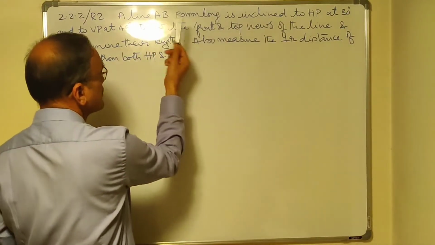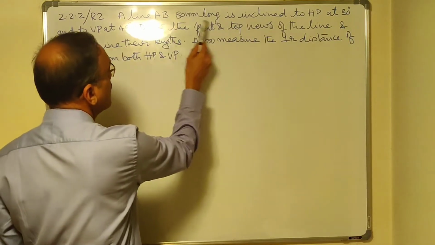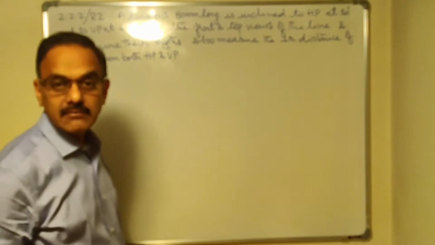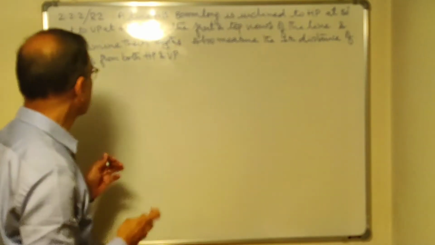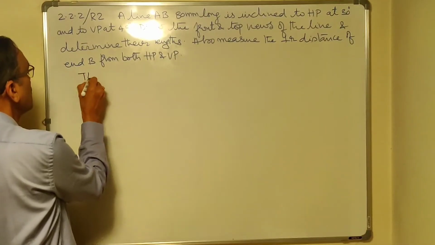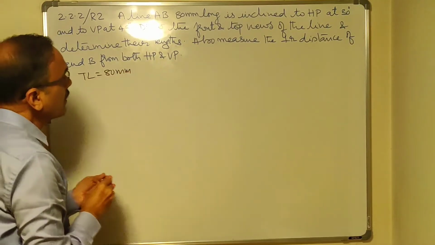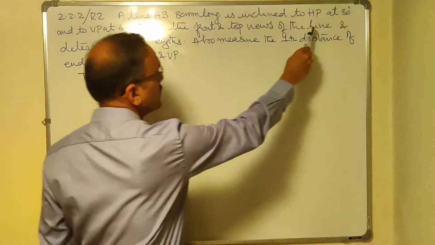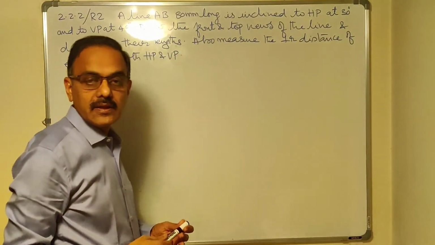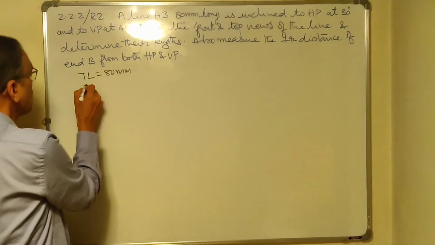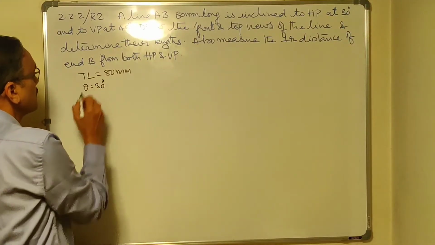A line AB, once again it is line AB, 80 mm long. That means you are given the true length of the line. The true length of the line is 80. So let me state it here. TL is 80 mm. Then it is inclined to HP at 30 degrees. That is its true inclination. So I can write it as theta. Theta is equal to 30 degrees.